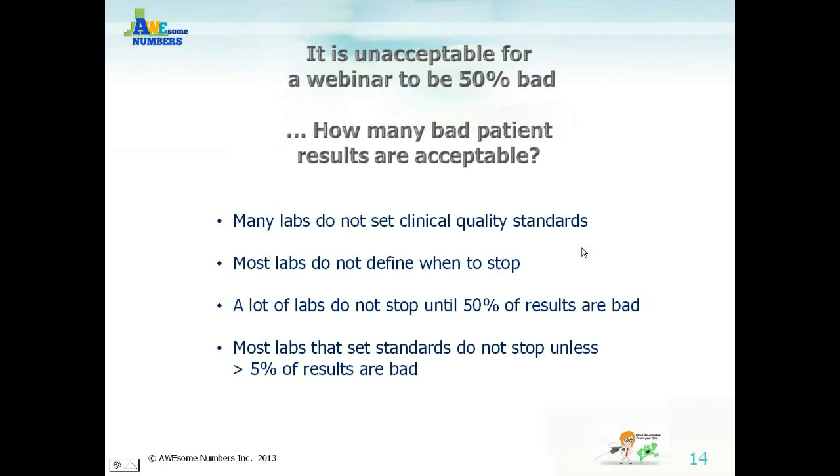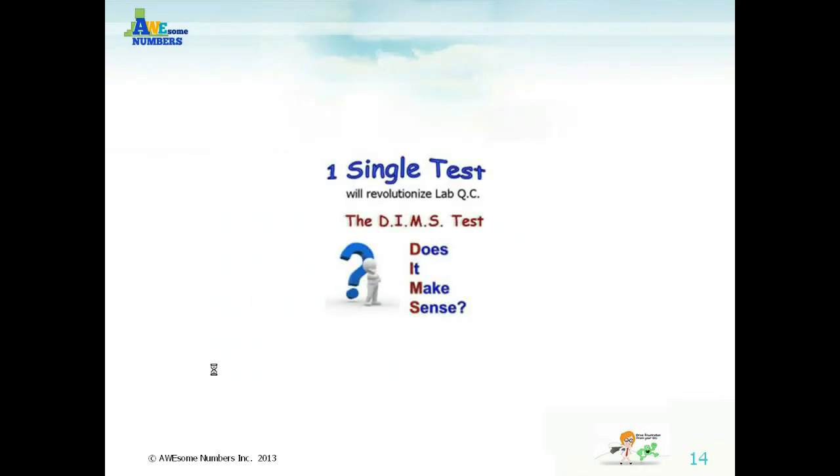How many bad patient results are acceptable? And the cold hard truth is that many labs do not set clinical quality standards. Most labs do not yet define when to stop. A lot of labs do not stop until 50% of results are bad. And most of the labs that do set quality standards follow the statistical limits, and they do not stop unless 5% of the results are bad. One single test will revolutionize lab quality control. Please keep asking yourself, does it make sense?